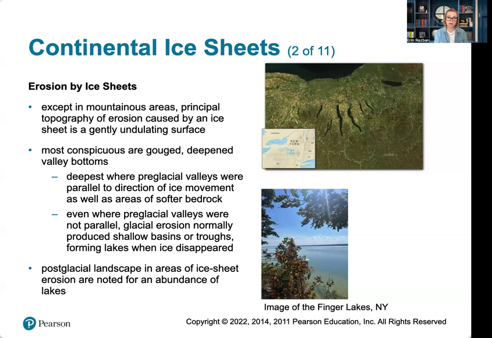ice. One of the most conspicuous erosional features created by ice sheets is the U-shaped valley. Unlike V-shaped valleys carved by rivers, glacial valleys have broad, flat bottoms and steep sides. A spectacular example of this process can be seen in central New York, where the advancing ice sheets reshaped parallel stream valleys into long, narrow, deep Finger Lakes.